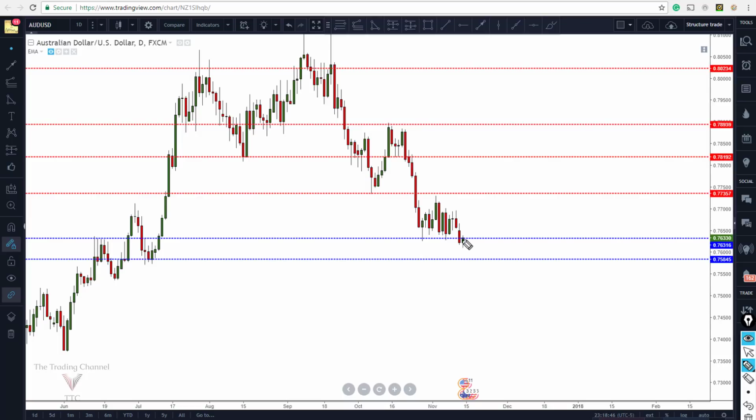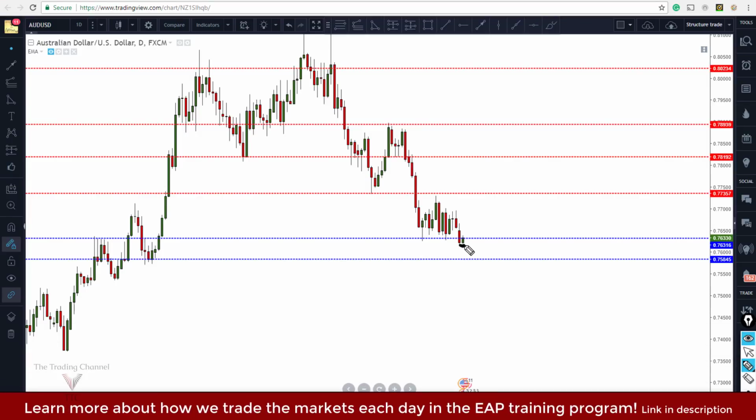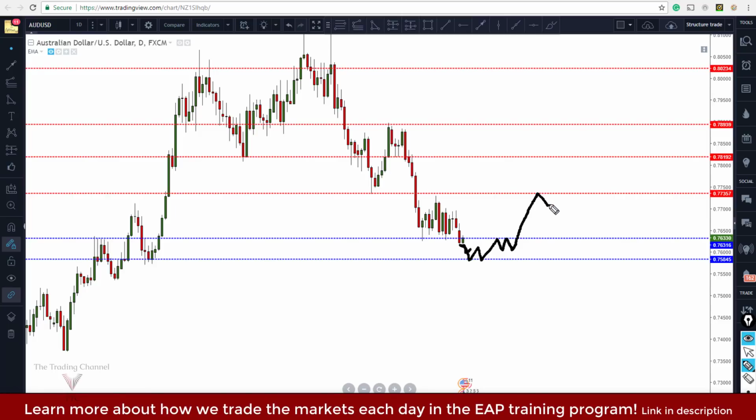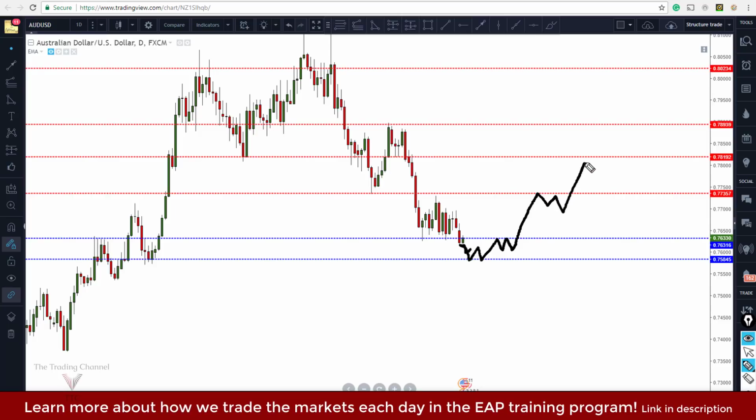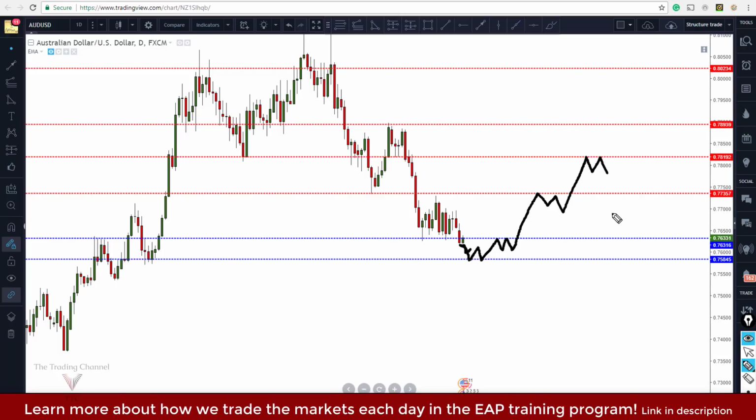Now, if we get that confirmation, let's say this candle closes right down here, then we'll be waiting for a move all the way down to 0.7584 as our first level of support, and that will turn the 0.7631 level into our first level of resistance. If the market breaks above that, we'll be looking at the 0.7735 level as our next level of resistance, and finally above that is 0.7819 as our final level of resistance here on the Aussie dollar.